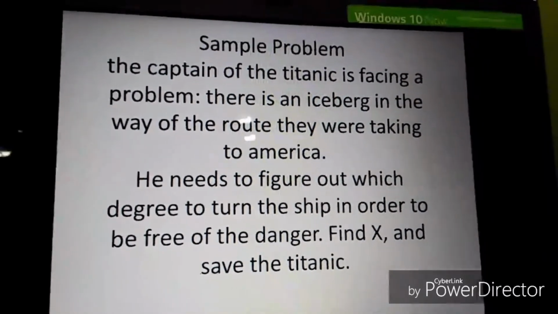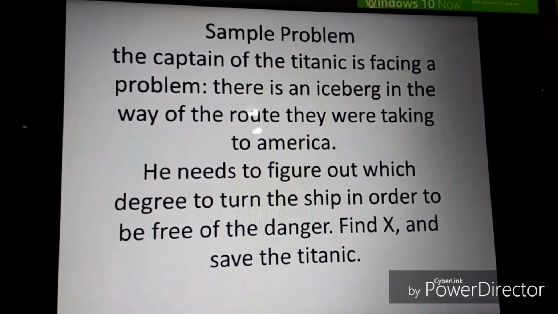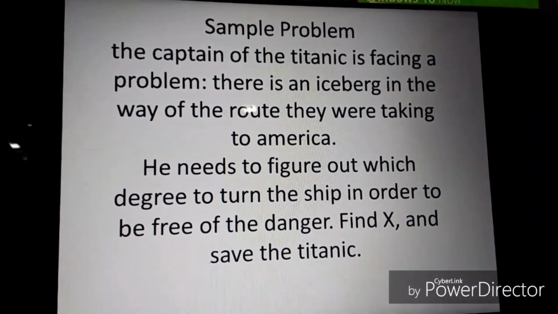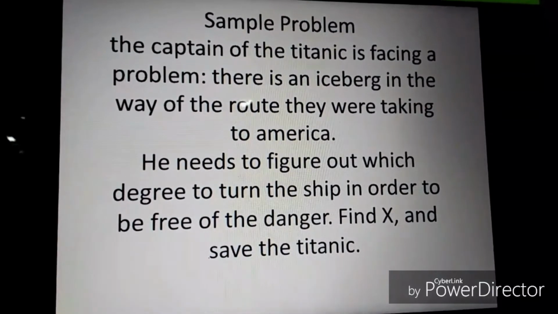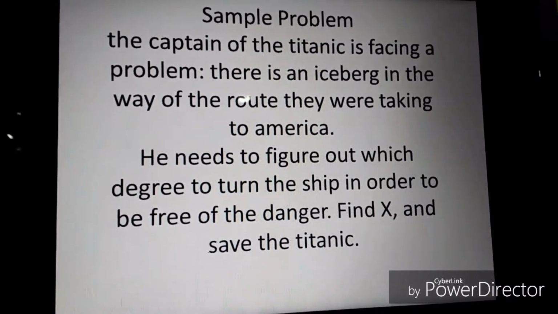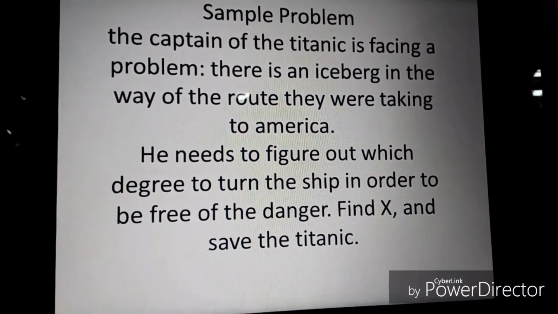Sample problem. The captain of the Titanic is facing a problem. There is an iceberg in the way of the route they were taking to America. He needs to figure out which degree to turn the ship in order to be free of the danger. Find x and save the Titanic.